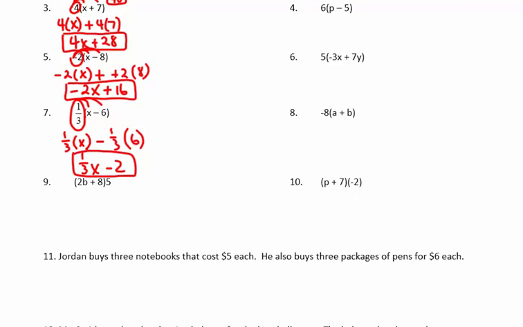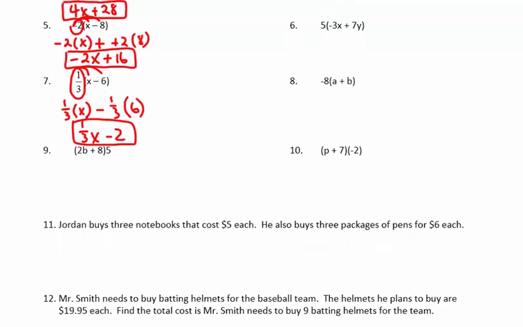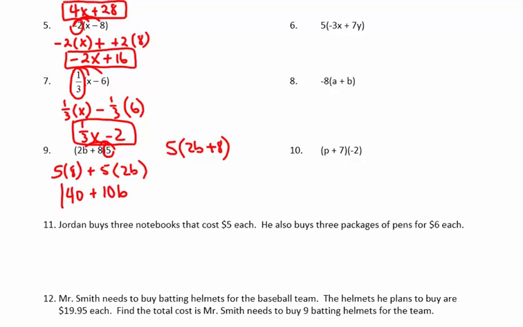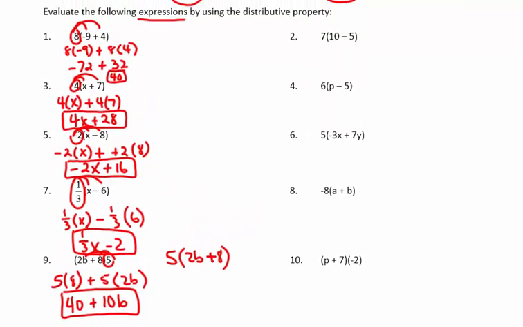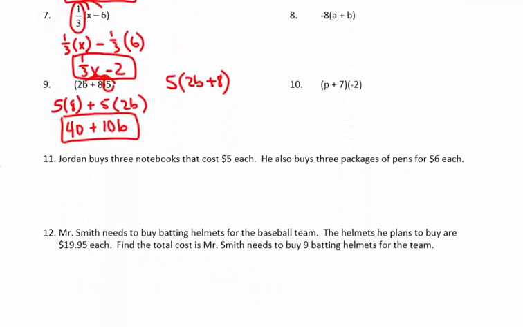Number 9, sometimes it's going to be reversed. We can either rewrite it, if you're more comfortable doing that, or I just take the 5 and go to the first term, 5 times 8 plus 5 times 2b. And it doesn't matter if the order is switched, so 40 plus 10b would be my answer. So it's okay to have those switched around. Now I skipped the even ones. I'm asking that you give those a try, just like we did here.